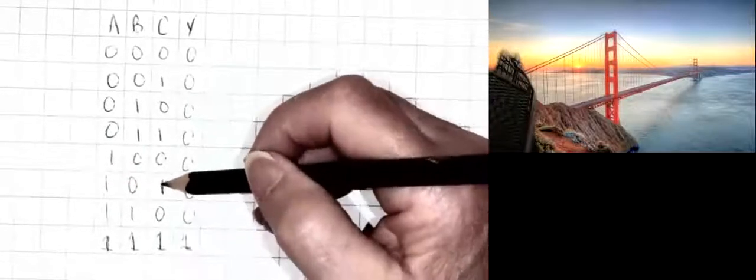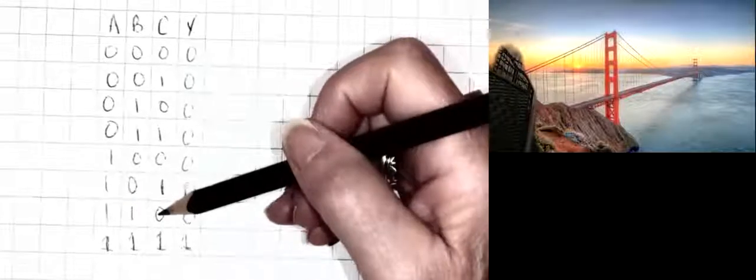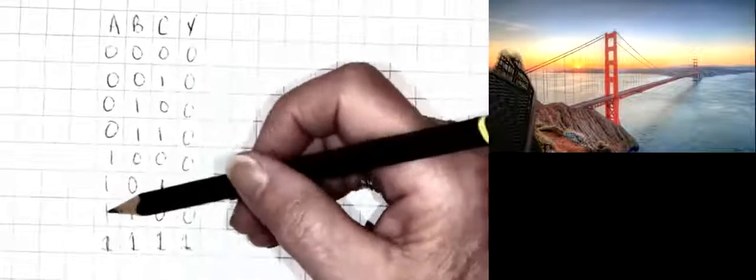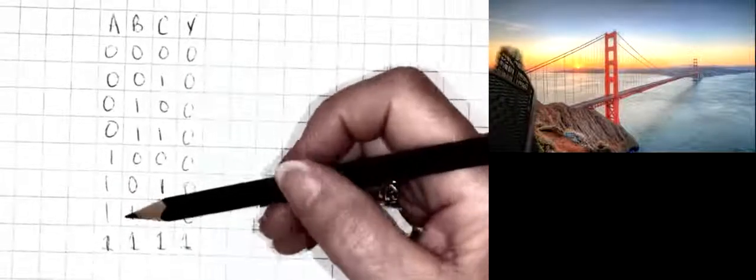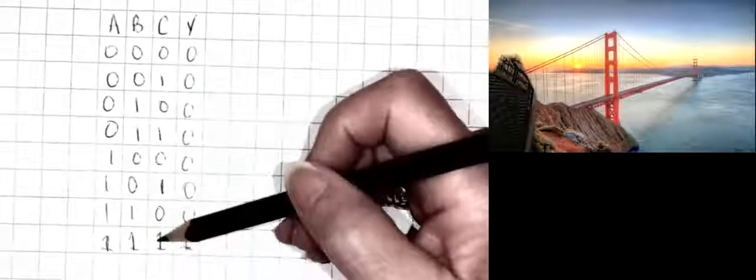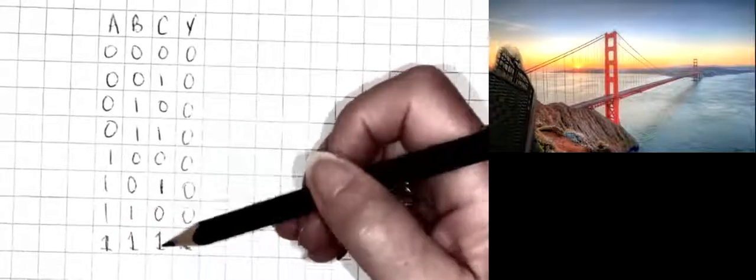Okay, so that's 1, 2, and 4. So the 4 and the 1 are added together for 5. Here we have 1, 2, and 4. So those two are added together for 6. And then all of them added together, the 1, 2, and 4 added together for 7.